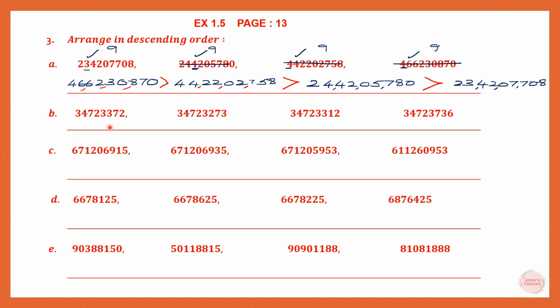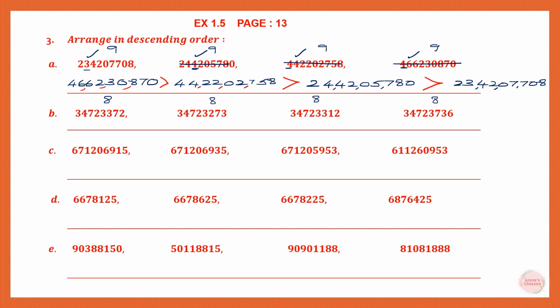In a similar way, let's count the number of digits of all these numbers first. So let's do that. So 1, 2, 3, 4, 5, 6, 7, 8. 8 digits here. 8 again. 8 again. And 8. So they're all 8-digit numbers.